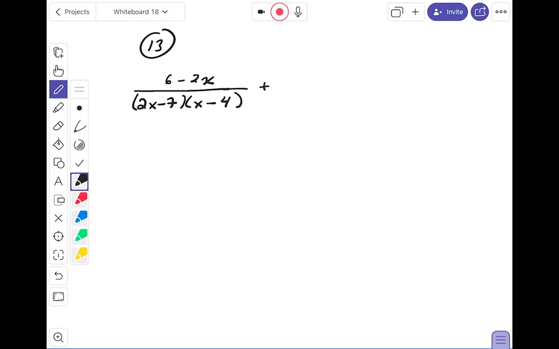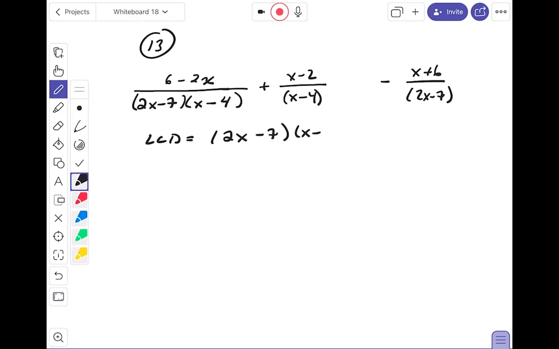Let's put the next guy down, which is going to be x minus 2 over x minus 4. All right, I'll factor that bottom. And last but not least is the last term, which is x plus 6 over 2x minus 7. Well, lo and behold, the LCD is really simple. It's 2x minus 7, x minus 4. The builders on the first guy, unnecessary, but in the second term, it's necessary. And what's that builder going to be? 2x minus 7. We'll do that later. What's the builder on the third term? x minus 4.